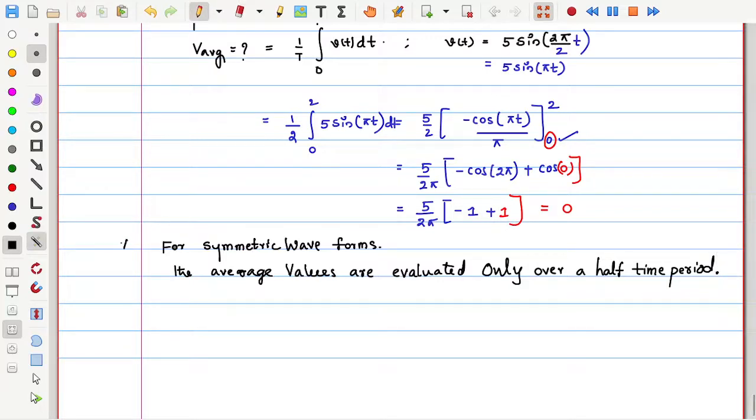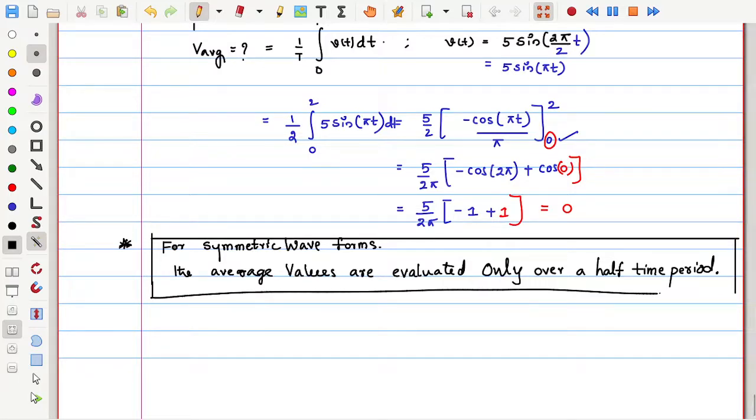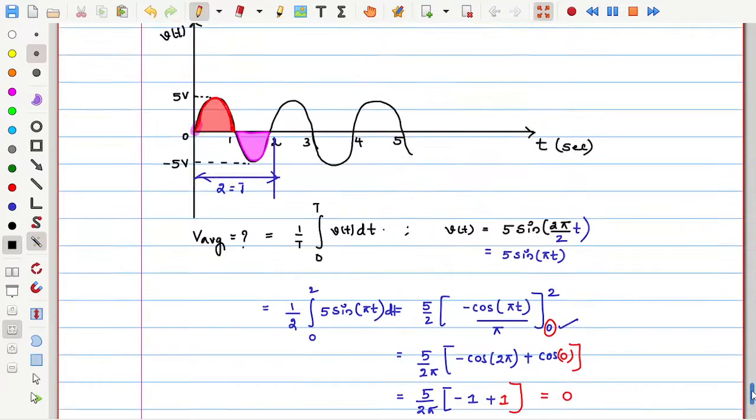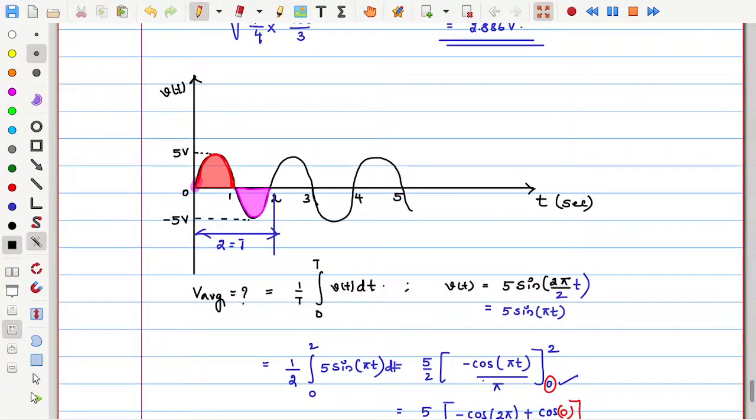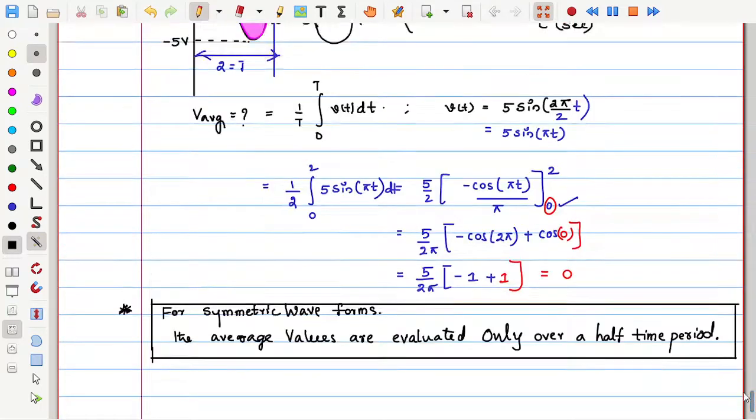This is a very important statement. Wherever you see a symmetric waveform, don't blindly say that the average value is 0. No need to do even this exercise. Instead, what we need to do is evaluate the average value over a half cycle instead of the full cycle. So this is a very important statement for all symmetric waveforms.